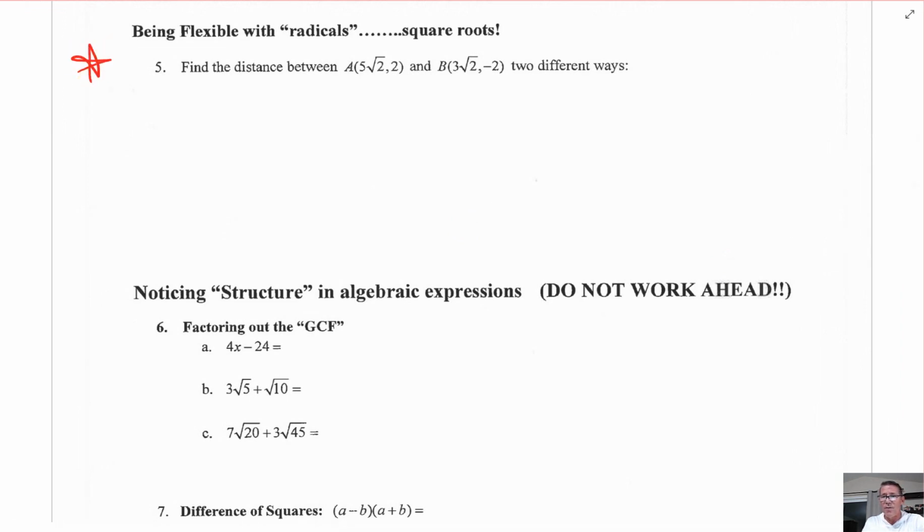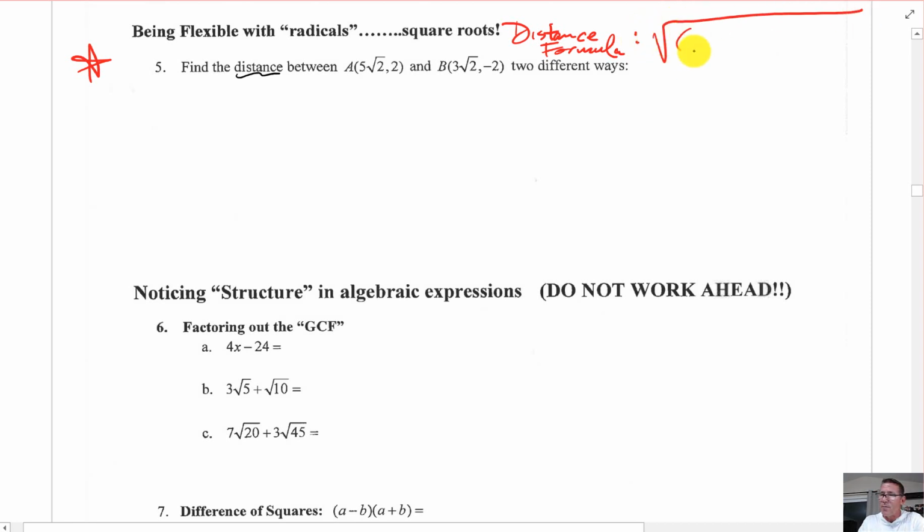Let's get involved with what's called the distance formula here. Let's put it in red. Let's write down the distance formula so you can have it in your sights, especially if you don't have it memorized from back in the day. It's x2 minus x1, quantity squared, plus y2 minus y1, quantity squared. There's your distance formula.